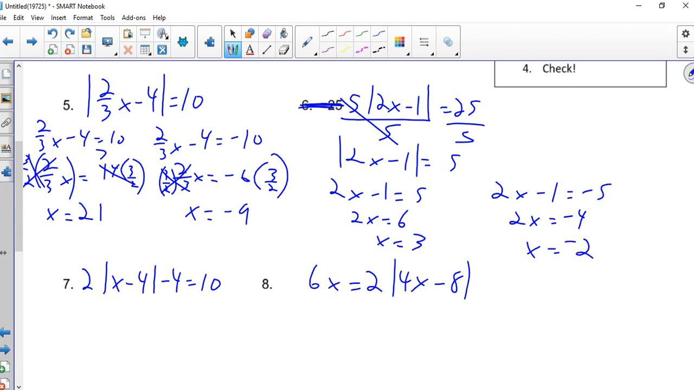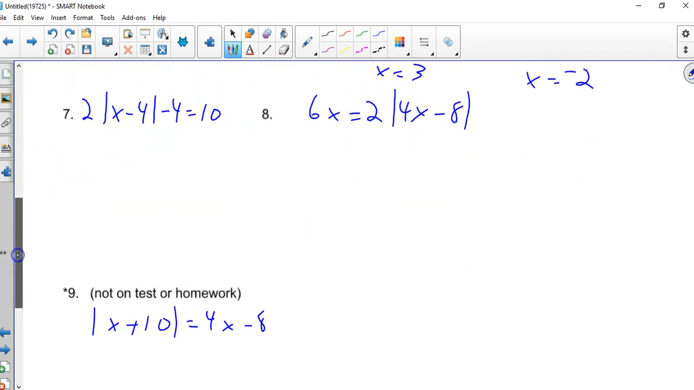Plug it in. 3 times 2 is 6. Minus 1 is 5. Absolute value of 5 is 5 times 5 is 25. Negative 2 times 2 is negative 4. Minus 1 is negative 5. Absolute value of that is positive 5 times 5 is 25. It works out.